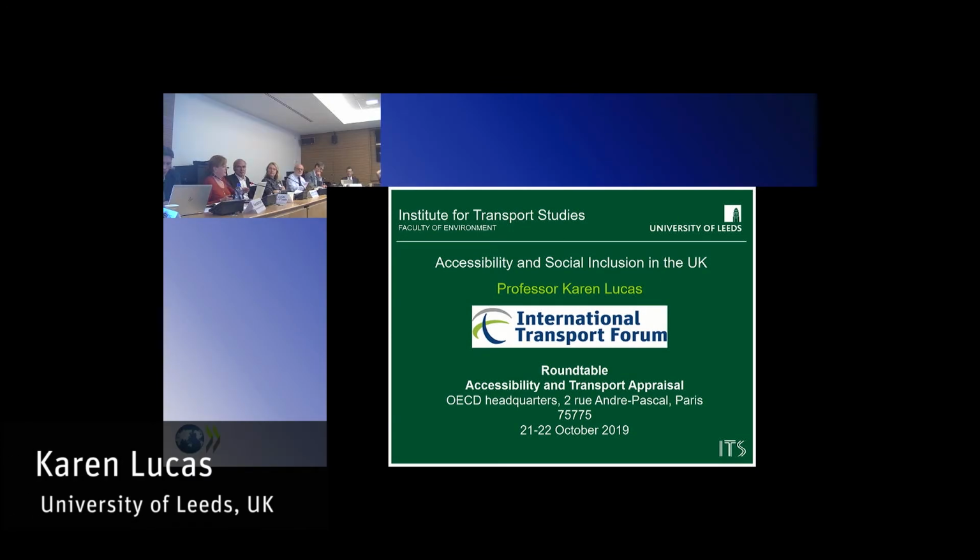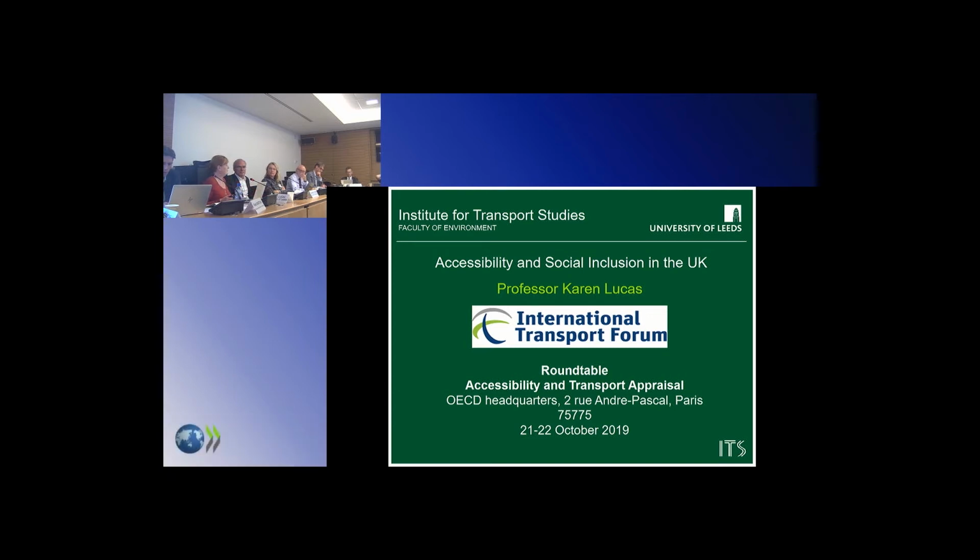I think, a bit unlike other people, what I'm going to report on is an actual experience of using accessibility planning, and for a very specific objective, which is social inclusion in the UK, and how that turned out, how we conceptualised it, and some critiques of the outcomes.